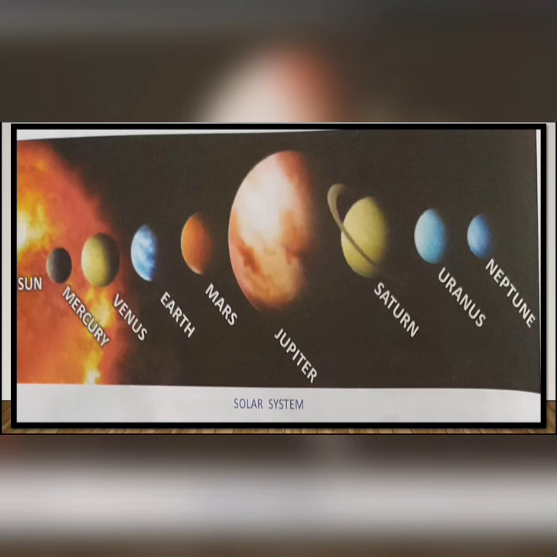Now let us see the picture of our solar system. Here it is the sun. The first one is Mercury, then second Venus, third Earth, fourth Mars. Then next Jupiter, Saturn, Uranus and Neptune.